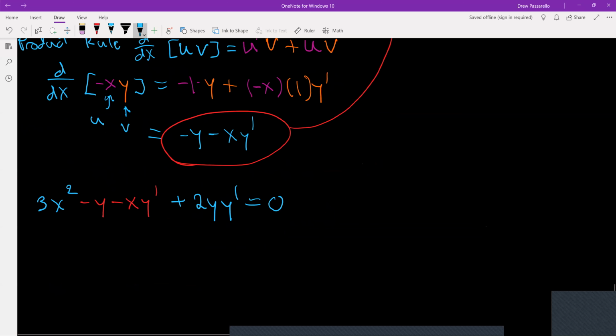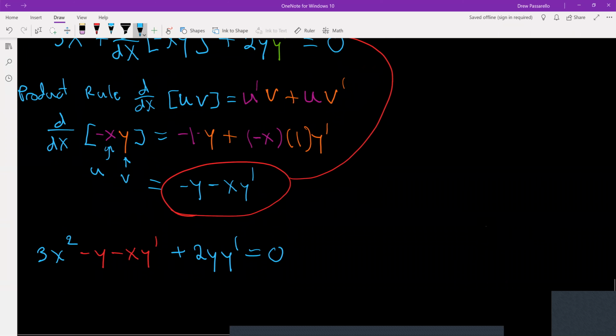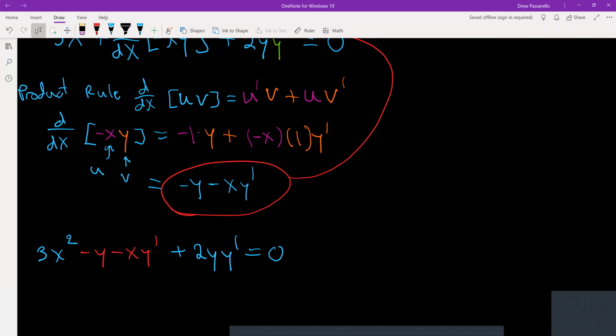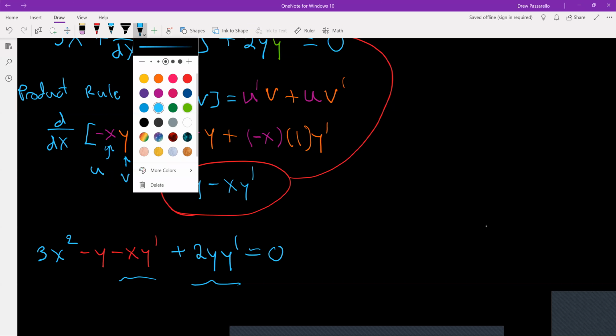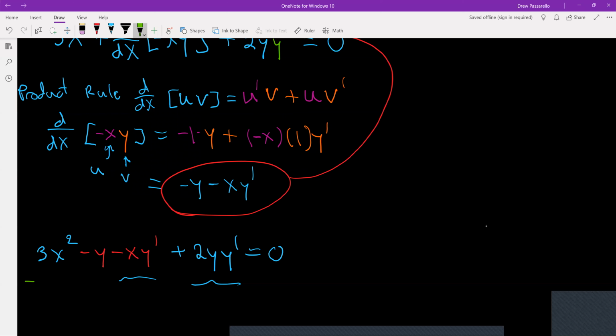All right, so the idea is to collect all of the y prime terms together and put all the other terms on the other side. The only y prime terms I have are the negative x y y prime and the 2y y prime. What are not y prime terms are 3x squared and minus y. So I need to bring these over to the right side. To get rid of 3x squared, I would subtract 3x squared. To get rid of the y, I would add y. All right, so that way these go away, and I'm left with the y prime terms on the left side.